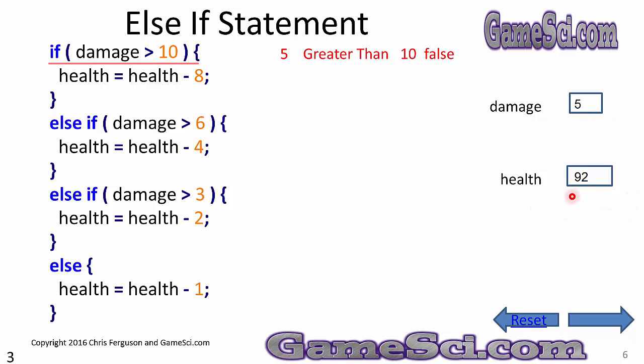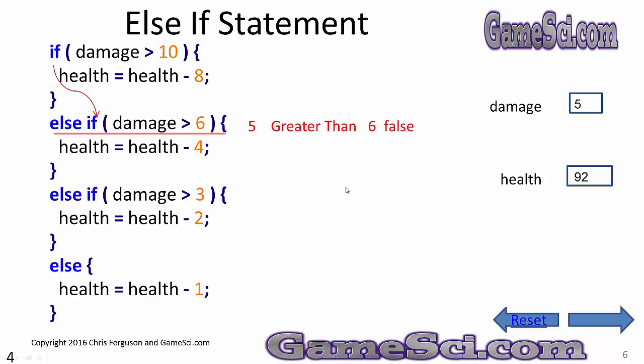Health, I've retained the 92 in it. Let's see how it runs now. Damage contains a 5, so damage greater than 10 will evaluate as 5 greater than 10, which is very much a false statement. When the if statement is false, what do we do? We go to the else and follow this line. This if was false, so I'm going to execute this else.